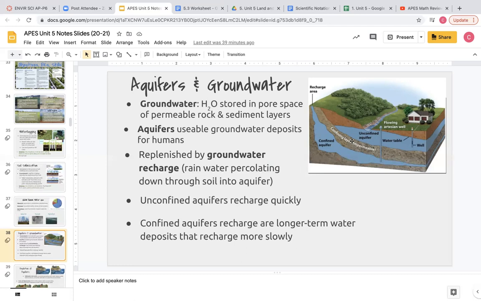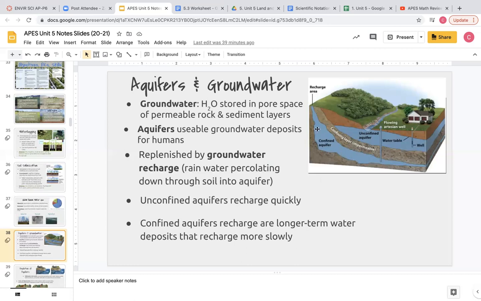Now, the difference between these two: unconfined aquifers are naturally going to recharge or replenish a lot quicker because they have this opening with water constantly flowing into it. And then confined aquifers recharge over a longer term and recharge a lot more slowly.